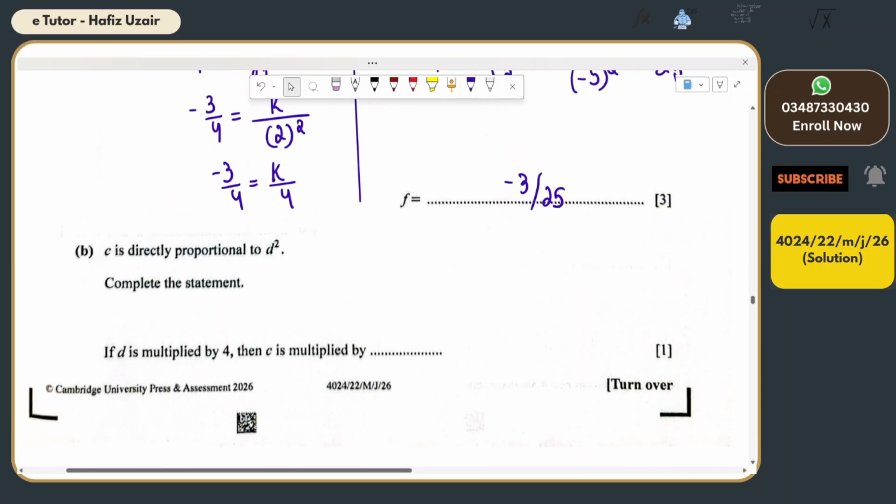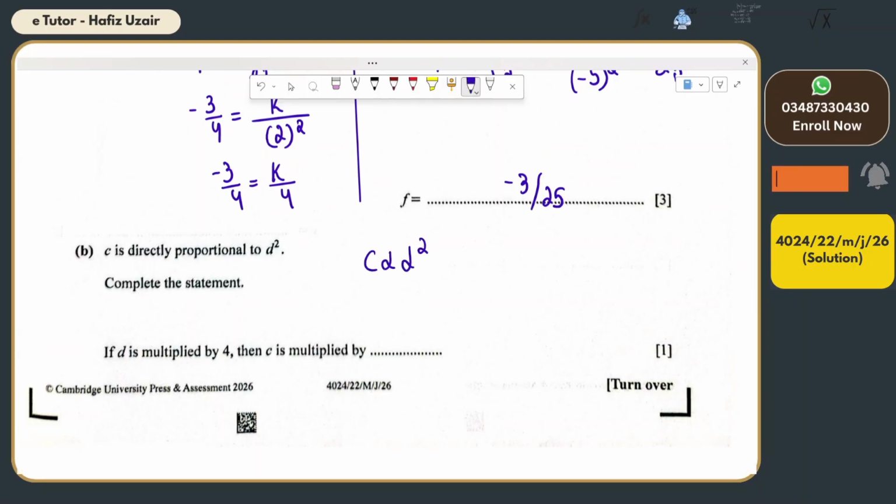Let's do the B part of this question. C is directly proportional to D square. If D is multiplied by 4, then C is multiplied by what? So if we put something in the place of D, let's do this with the help of steps. So it's C equals K D square. So let's replace D with 4D because D is multiplied by 4.